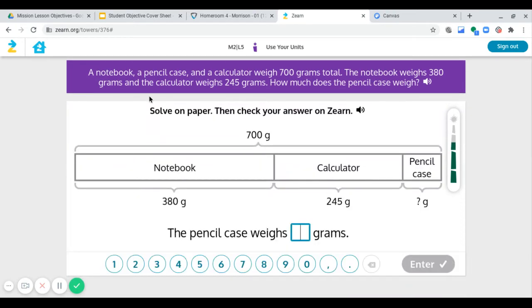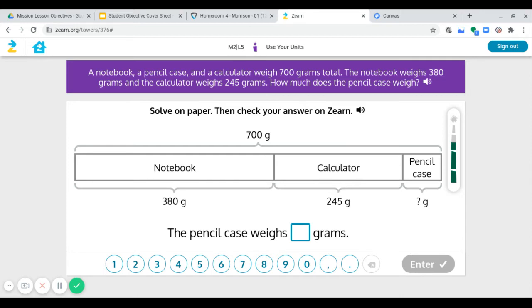All right, now solve on paper, then check your answer on Zearn. So how do I solve this? Well, if I am given the total, and I know that total is made up of three pieces, and I know two of the pieces and I'm missing that third piece, I'm going to need to use subtraction. Now, normally, if it was just two pieces, and I knew the total was 700 and it was just the calculator and the pencil case, then I would just take my total and subtract the calculator part.